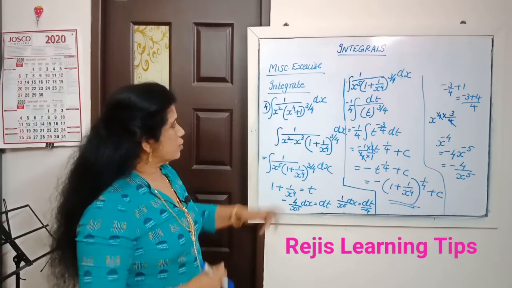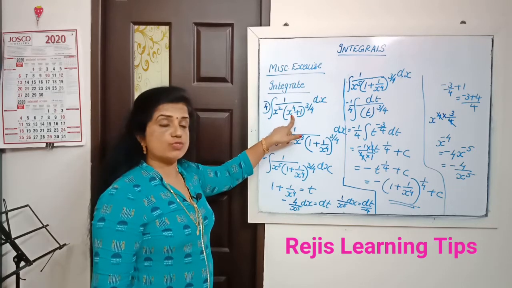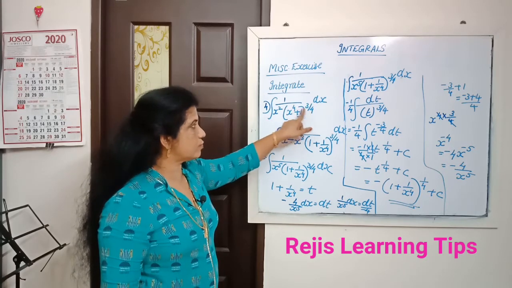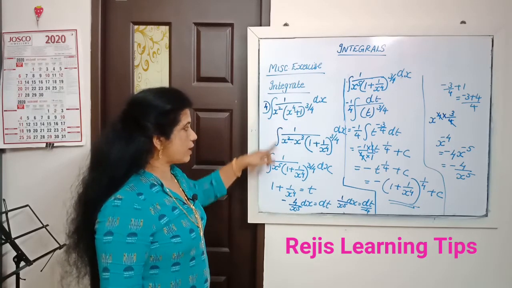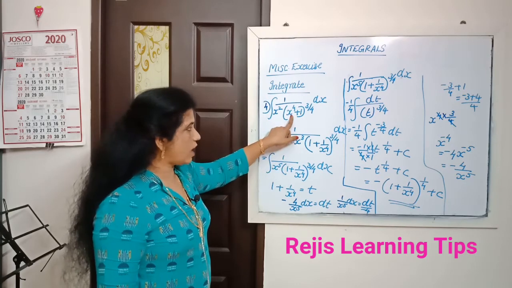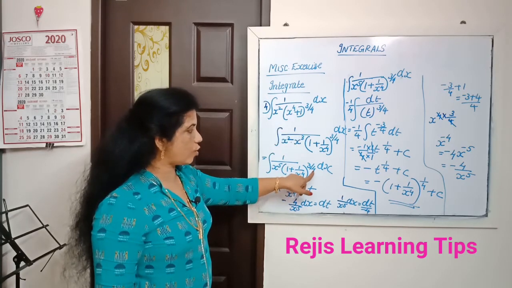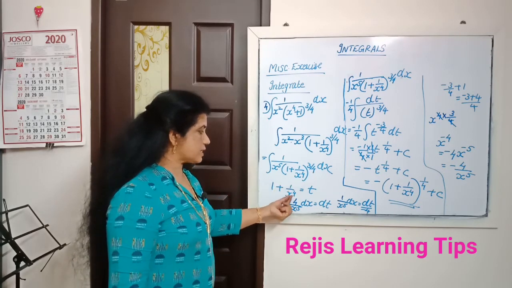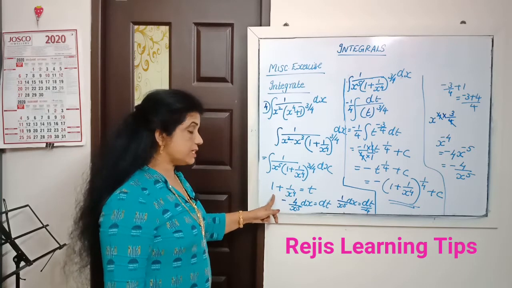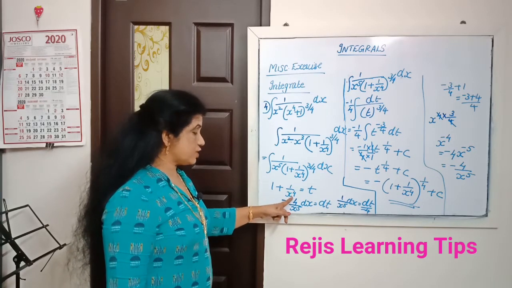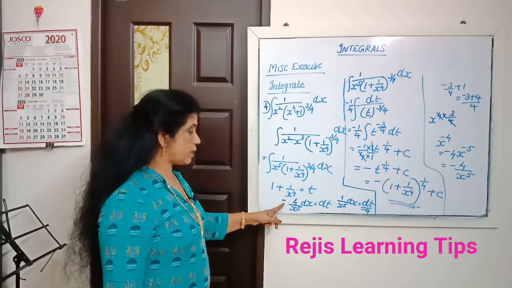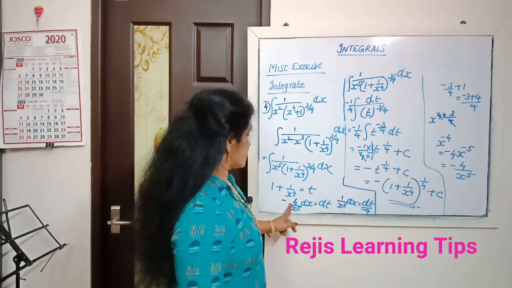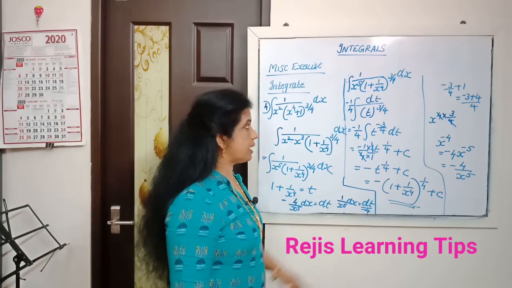Now listen here. First we should take x raised to 4 outside. Then x raised to 4 into 3 by 4 means x cube, and x cube into x square is x raised to 5. Then (1 plus 1 by x raised to 4) the whole raised to 3 by 4 dx. Then we substitute 1 plus 1 by x raised to 4 as t. The derivative of 1 by x raised to 4 is minus 4 by x raised to 5 dx equal to dt, so 1 by x raised to 5 dx is equal to dt by minus 4.